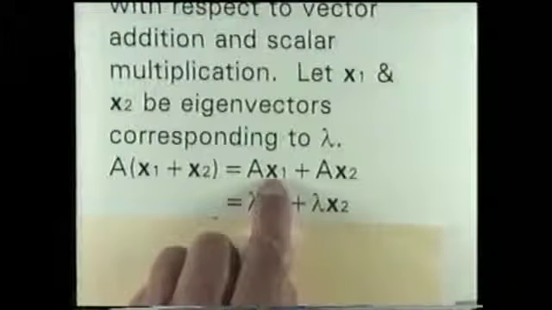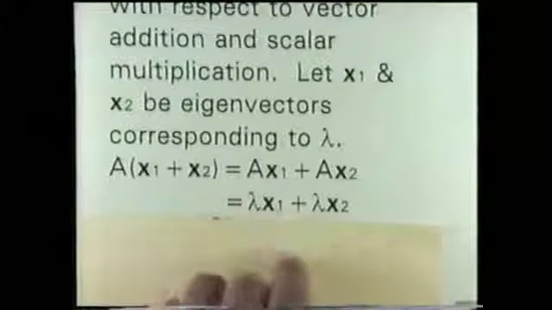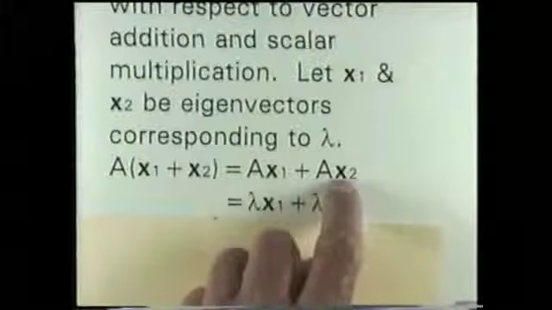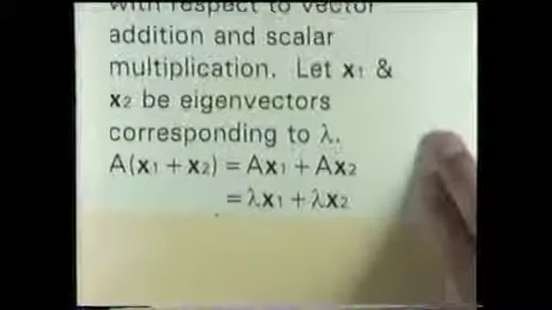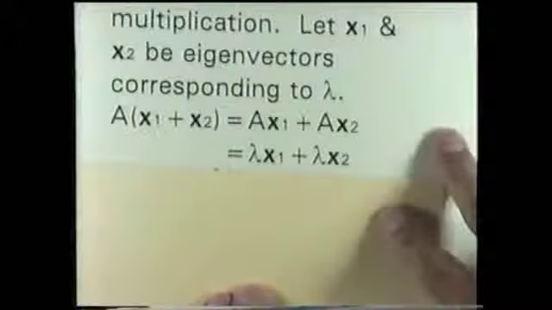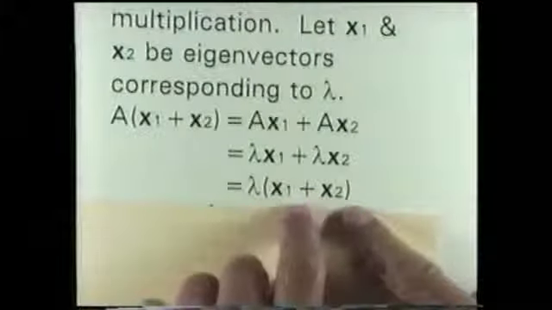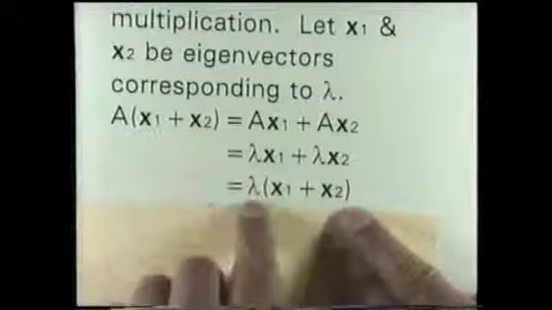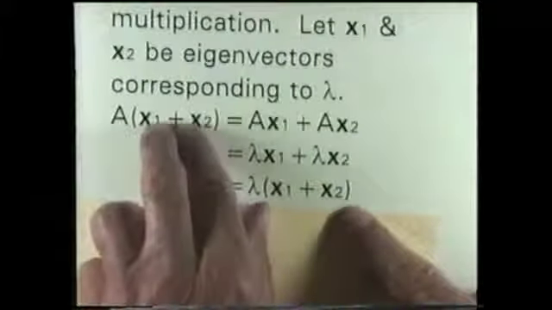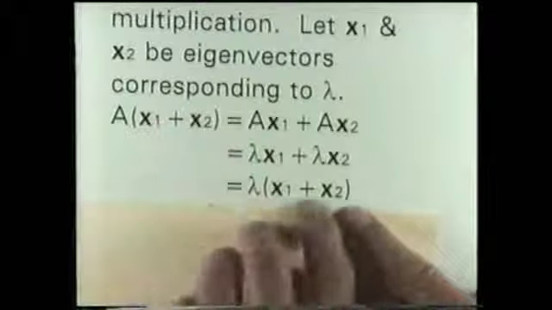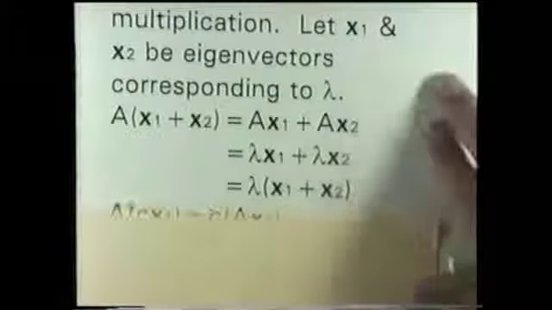Well, if x1 is an eigenvector corresponding to lambda, then Ax1 is lambda x1. If x2 is an eigenvector corresponding to lambda, then Ax2 is lambda x2. Well, lambda is just a constant, so I can factor out the constant and have lambda times (x1 plus x2). Well, this proves the closure, because this says that A times the vector is equal to lambda times the vector, because x1 plus x2 is just a column vector.